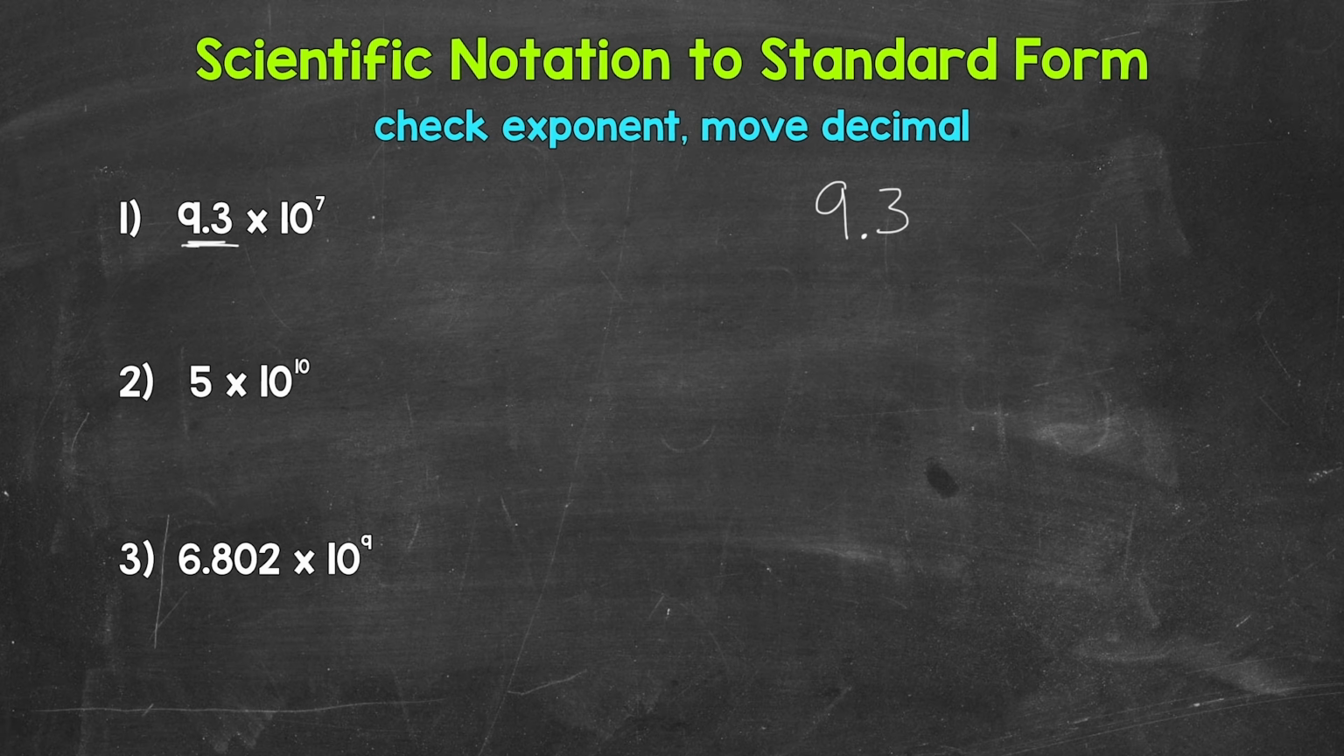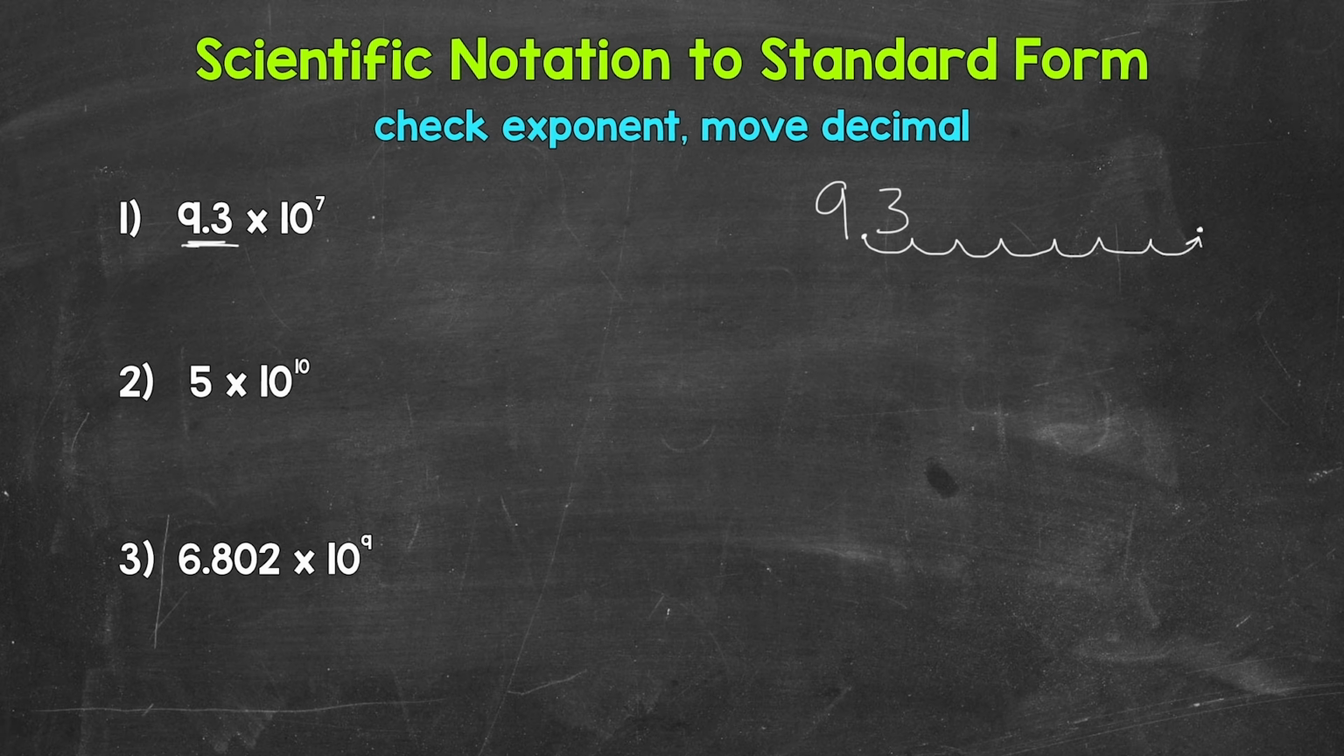Remember, when we have a positive exponent, we know that we are working with a large number. When we have a negative exponent, we know that we are working with a small number. Well, we have a positive exponent here, so we have a large number. That means we are going to move the decimal to the right. We are multiplying 9.3 by 10 to the 7th power. So 9.3 is going to be increasing in value. So let's move this decimal 7 places to the right. 1, 2, 3, 4, 5, 6, 7.